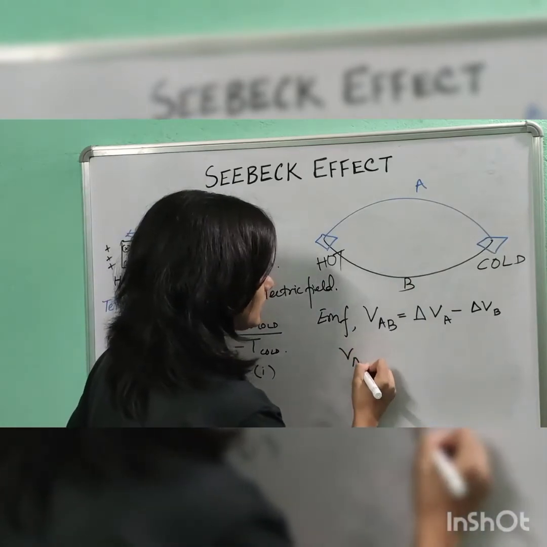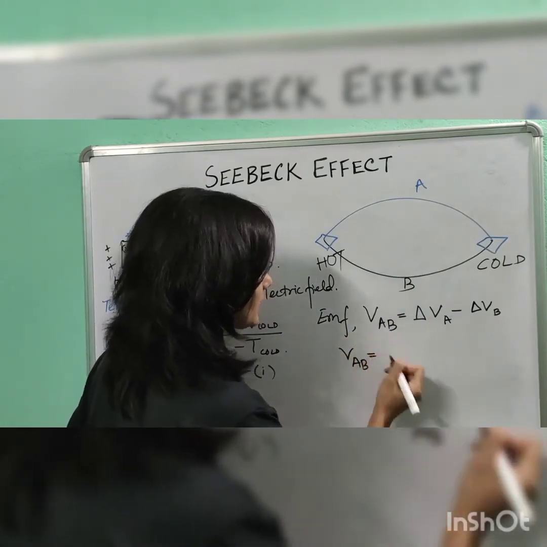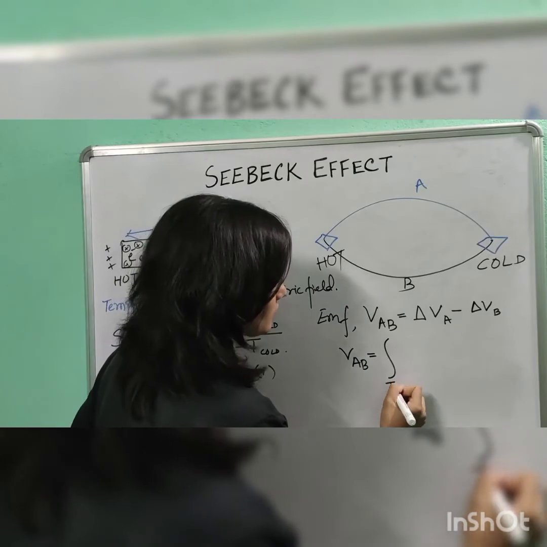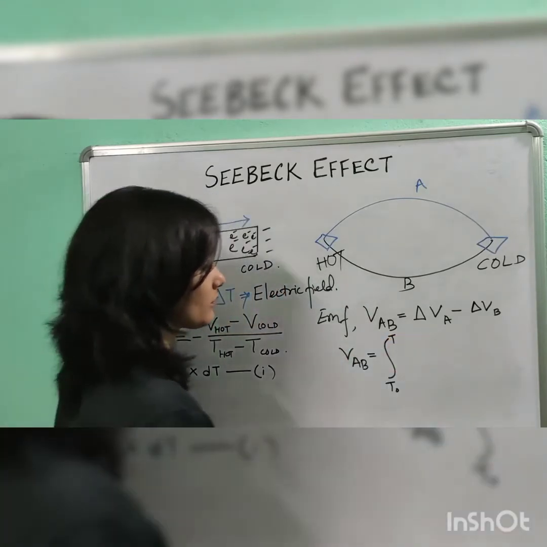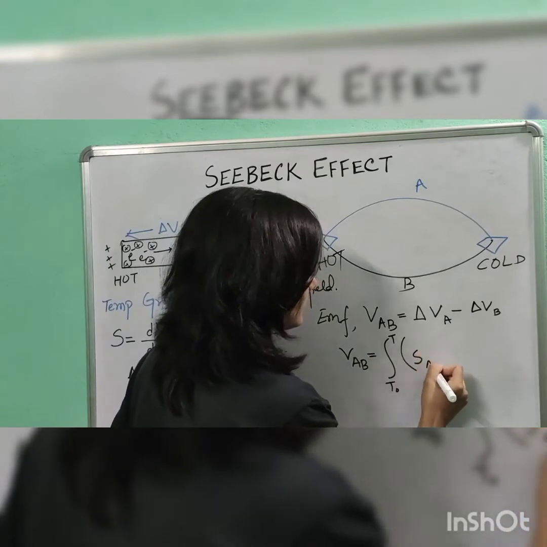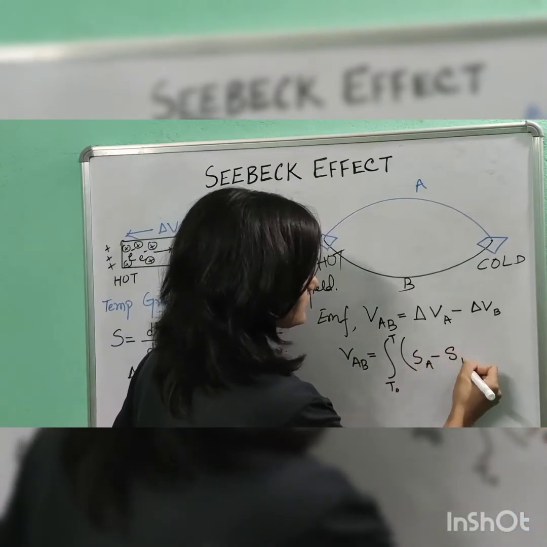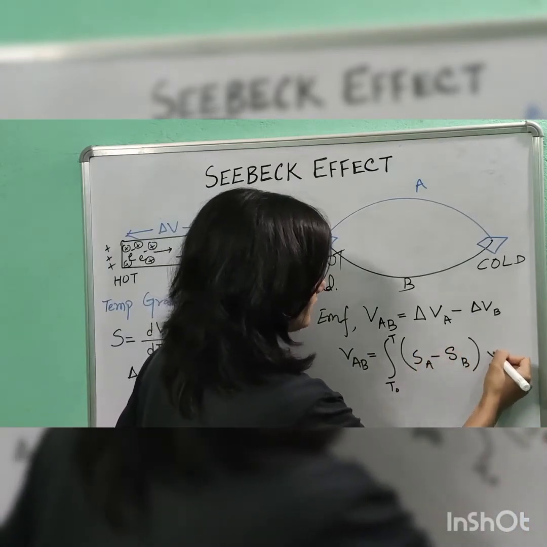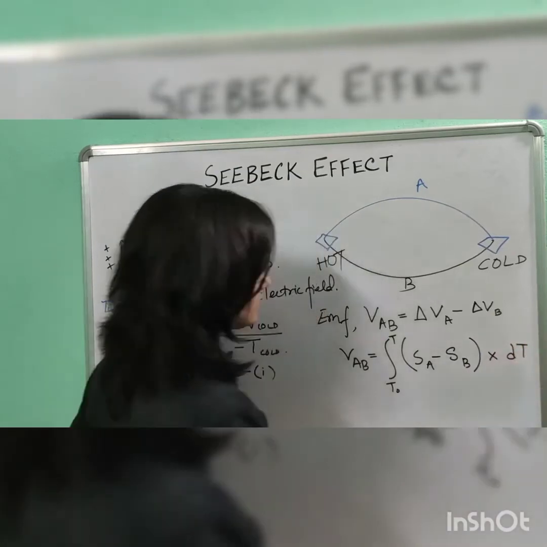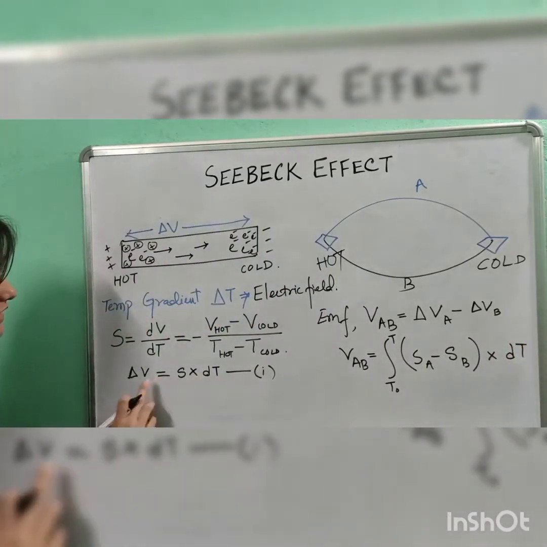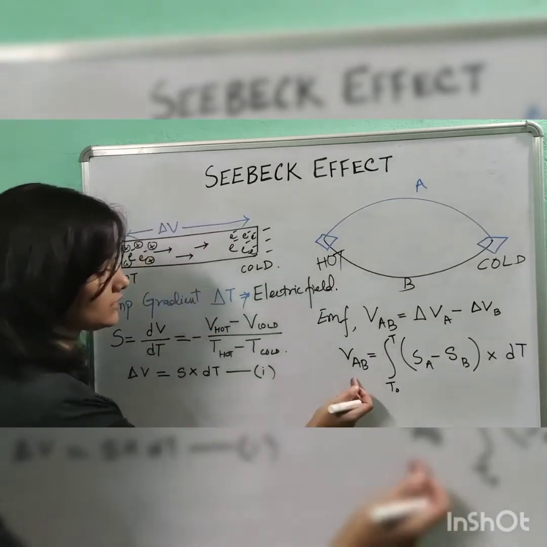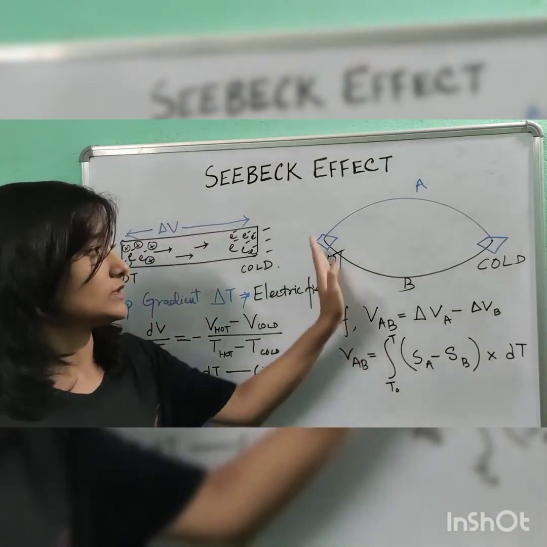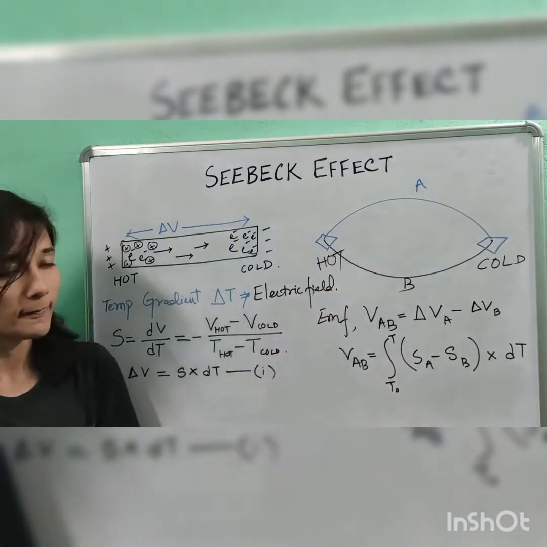This VAB can also be written as integration from T0 to T, the initial to the final temperature, of Seebeck coefficient of A minus Seebeck coefficient of B into dT, because from equation 1 we know that delta V is equal to S into dT, so we can replace it here and we will get the expression for the EMF generated across the wires.